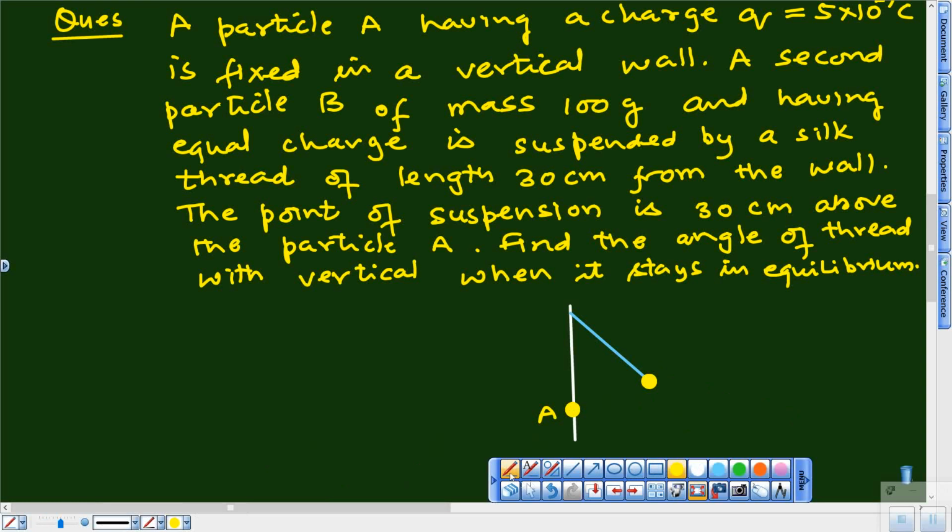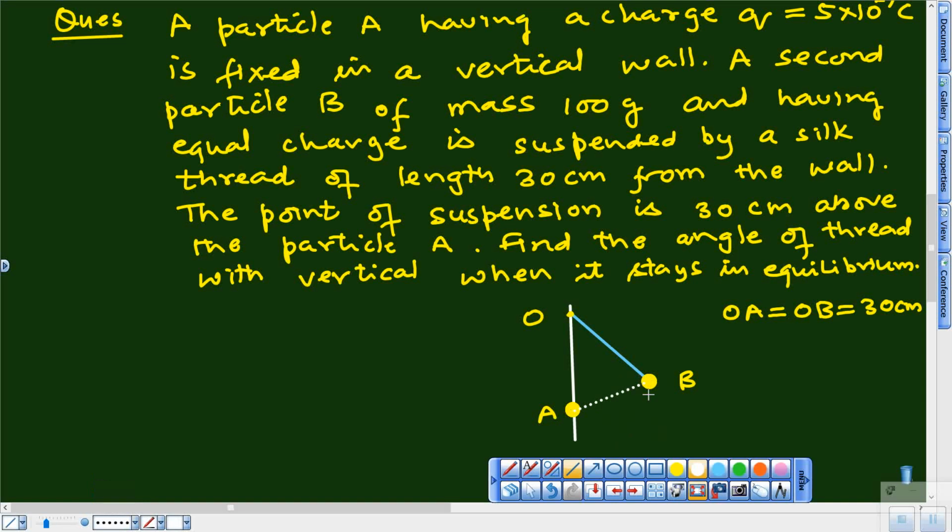You can write it over here, and this is B. This is the point of suspension. Let's call this point of suspension O. Now, OA as well as OB is given to be 30 centimeter. OA is equal to OB is equal to 30 centimeter. So if I join this, this will make an isosceles triangle.